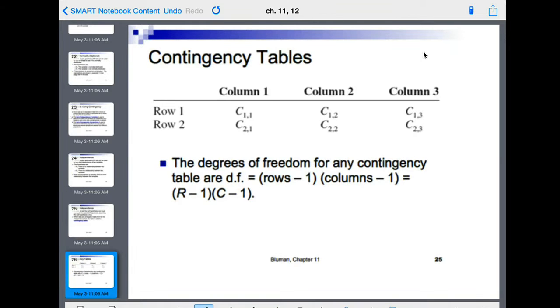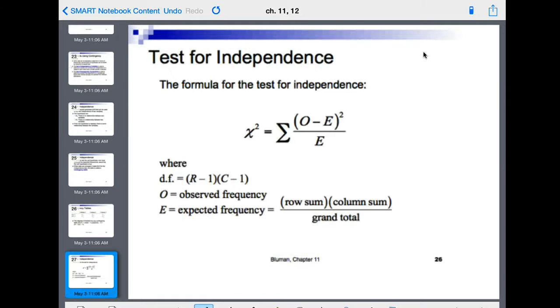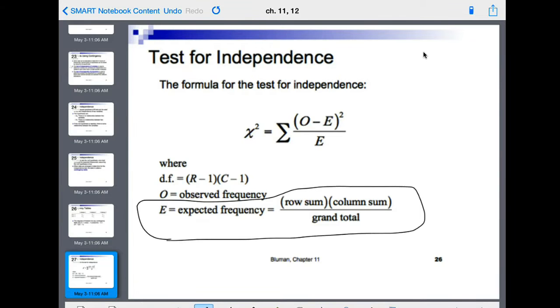The degrees of freedom for a contingency table is rows minus 1 times columns minus 1, which is R minus 1, C minus 1. And we'll show an example of that. Our test value is the same thing. That doesn't change except for our degrees of freedom and our expected frequencies. Notice our expected value is now row sum times column sum divided by grand total.